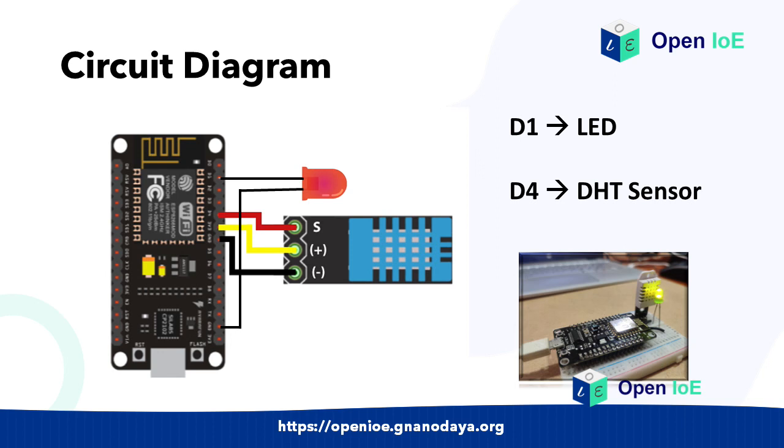This is the circuit diagram wherein D1 digital pin is connected to LED and D4 pin is connected to DHT sensor as shown in the figure.